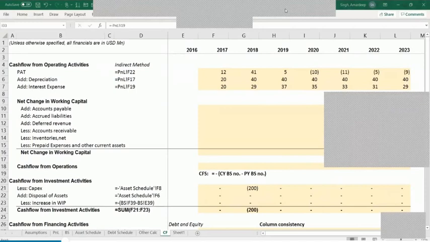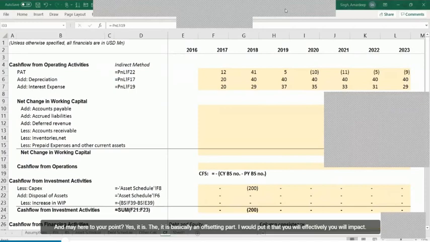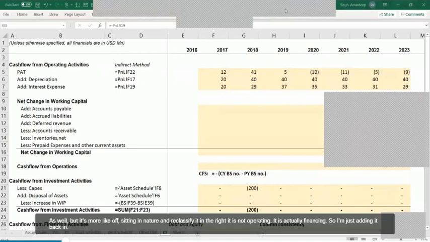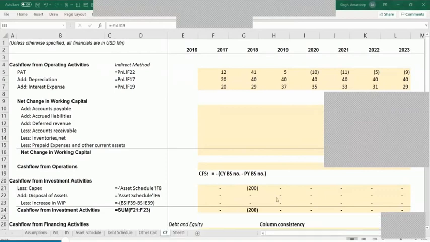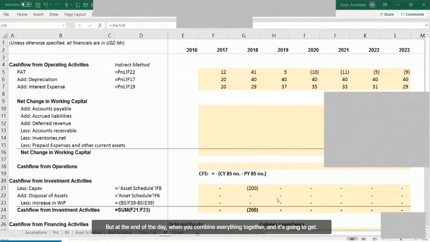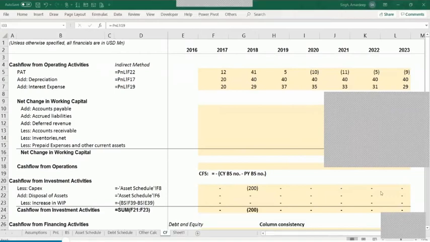And Meher, to your point, yes, it is basically an offsetting part. I would put it that way. So dual effect or dual impact, you could put it that way as well. But it's more like offsetting in nature and reclassing it between the right blocks. So it is not operating; it is actually financing. So I'm just adding it back here and subtracting it there. But at the end of the day, when you combine everything together, then it's going to get nullified. All right. Okay. So let's proceed then.